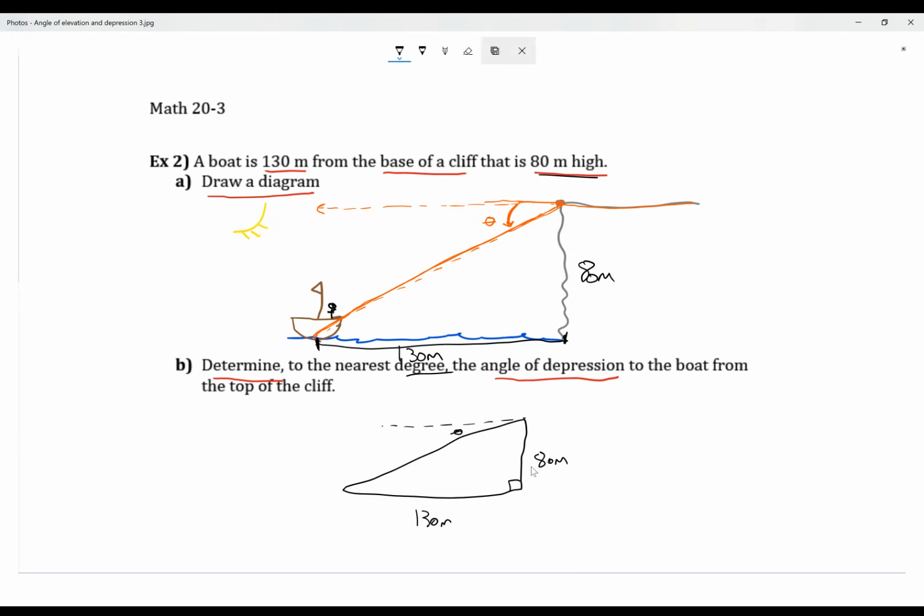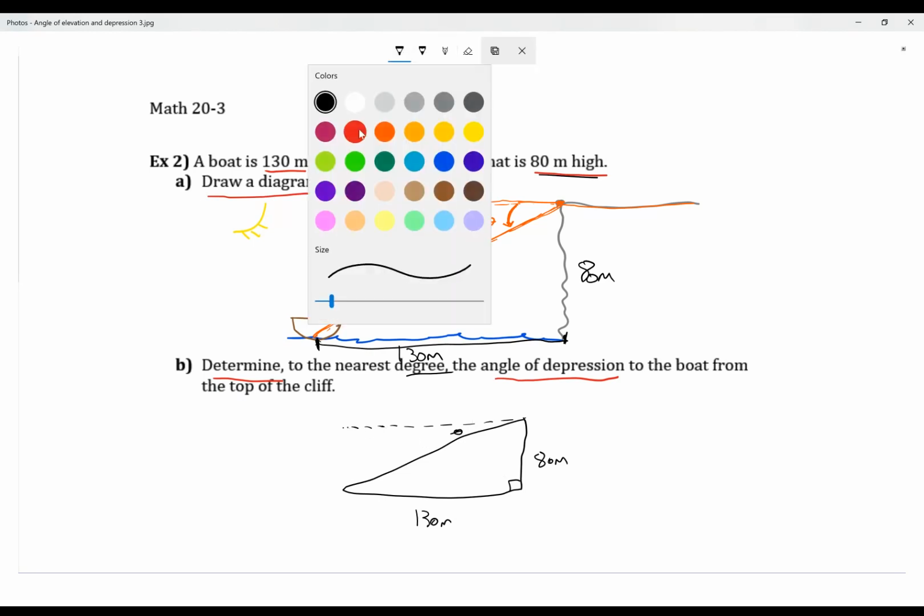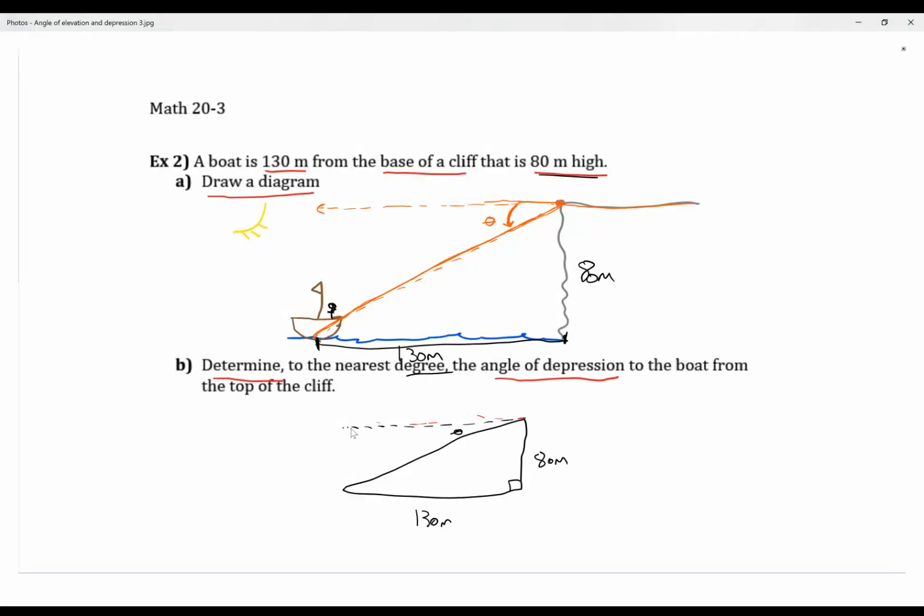Well, what I just showed you in the last question is if I have a horizontal line here, oh, my drawing is terrible, but if I have a horizontal line here and I have a horizontal line here, and I have kind of like a Z shape that is created in between them, this angle and this angle are exactly the same. They are the same angle. So if I can find the angle right here, this angle theta, then I will get my angle of depression.